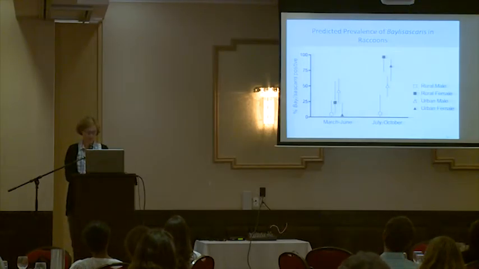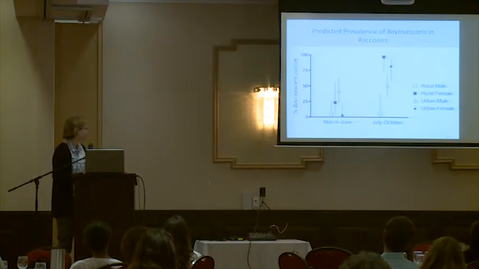But what's really interesting, I think, from this figure is that we don't see that same effect for the female raccoons. So the female raccoons are shown here in these colored in symbols. And what's really dramatic here is you see this marked increase in the prevalence of Baylisascaris in the late summer, fall time period, only in the female raccoons. And there's no difference between the urban and rural environments.